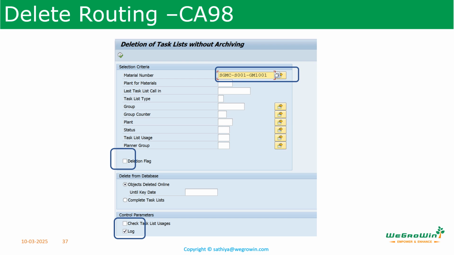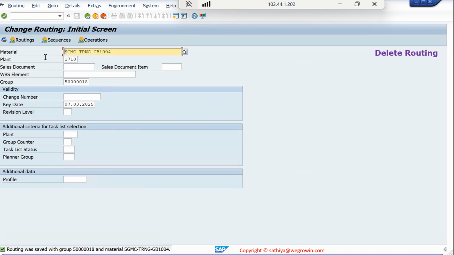And then there is a routing which you don't want to continue further. So I want to put the deletion flag. So now CA98, when you put the material master, then there is a deletion flag option. You can add deletion flag, and also whether log has to be created for this or not. That's also we trigger and do it. Like this, we can delete the routings. Okay. Now we will see how to delete a routing from the system.